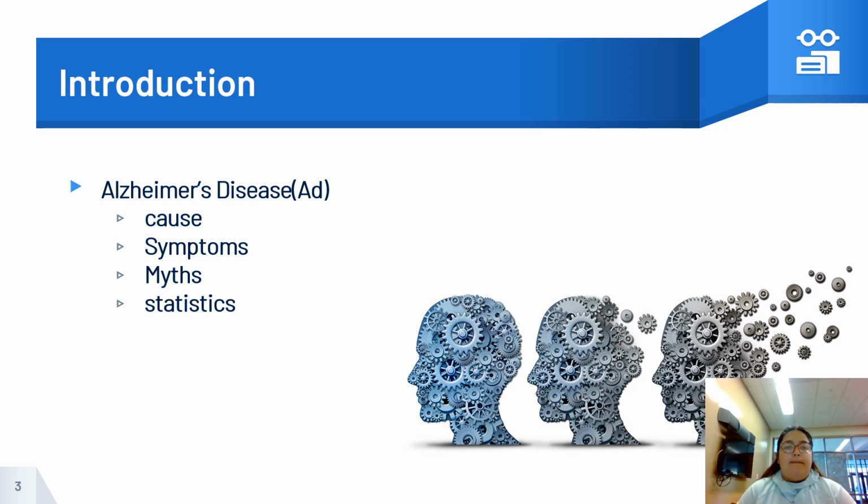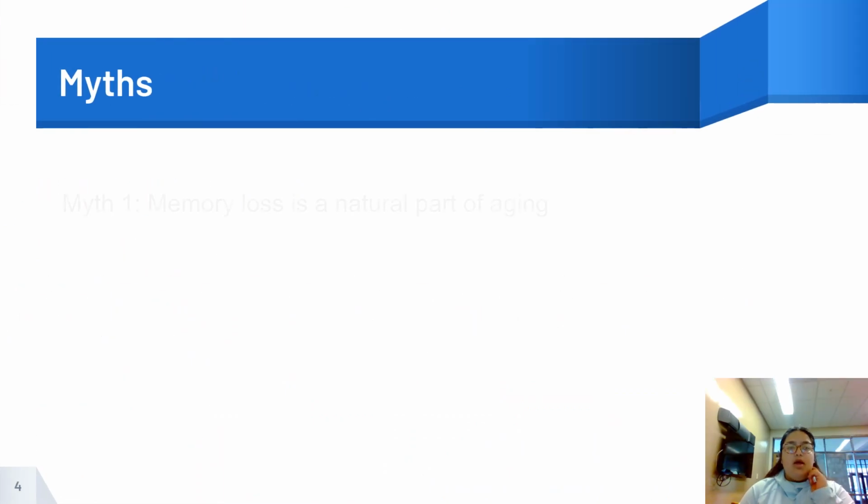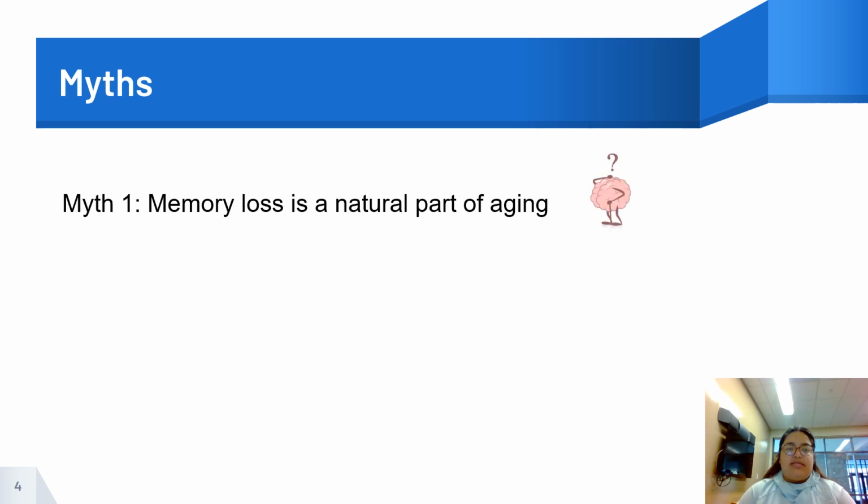There are many misleading myths in the community that I would like to address and correct. The first myth is that memory loss is a natural part of aging. In reality, as people age, it is normal to have occasional memory problems, such as forgetting the name of a person you recently met or where you've placed your keys.